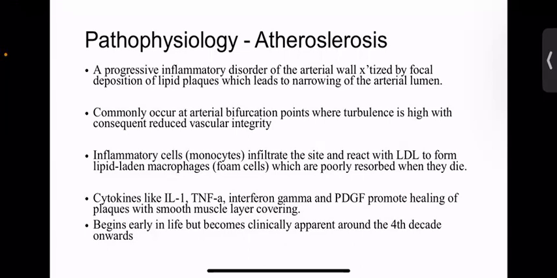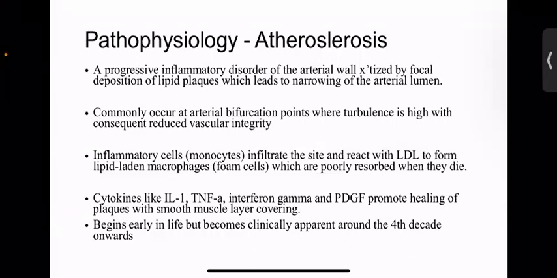So they secrete certain cytokines, particularly interleukin-1, tumor necrosis factor alpha, interferon gamma, and platelet-derived growth factors that are intended to promote the healing of plaques by stimulating the migration of smooth muscle cells from the media of the artery all the way to the endothelial layer. And the idea is they are supposed to heal, let's say, the patches that are formed by this oxidative damage.